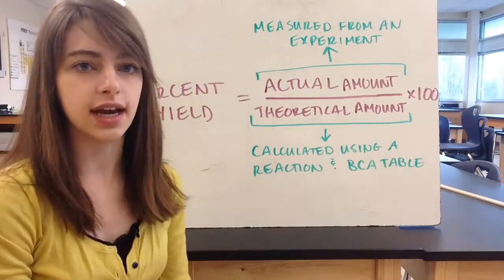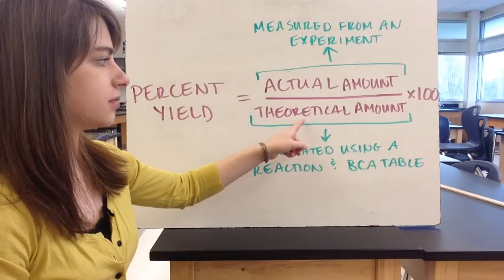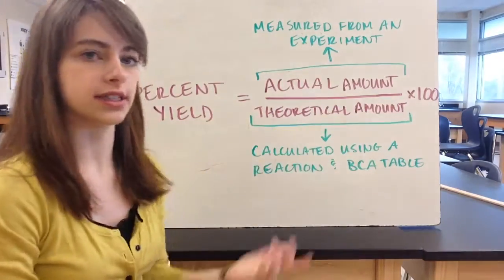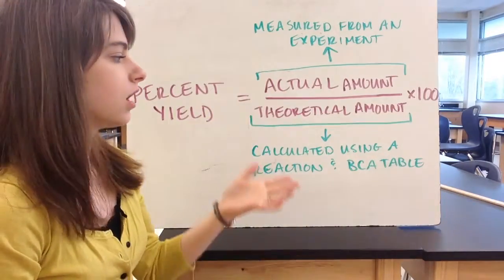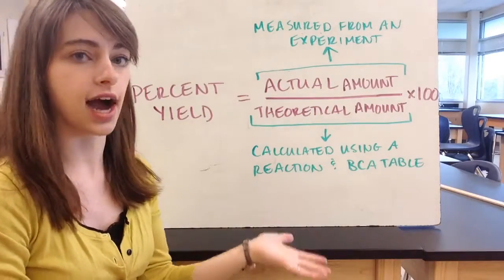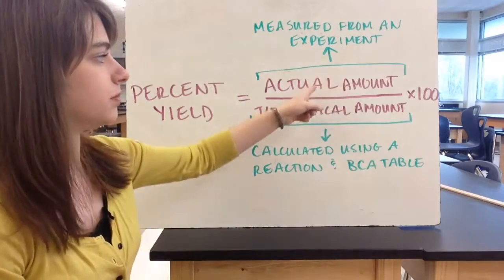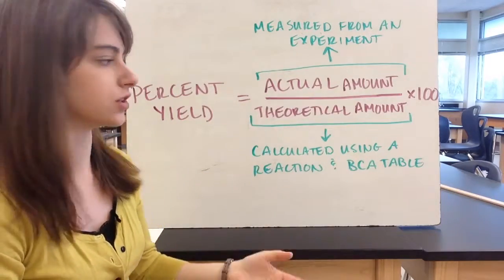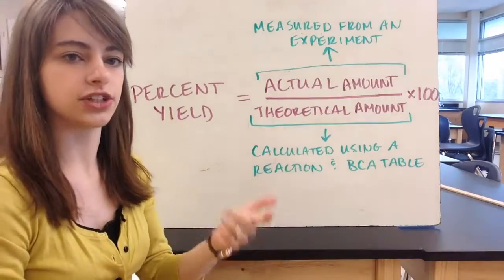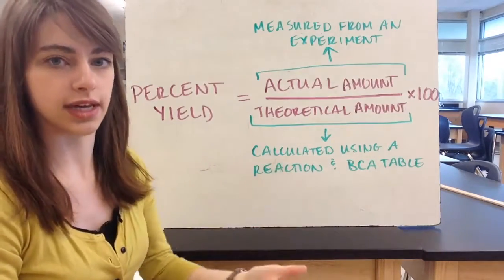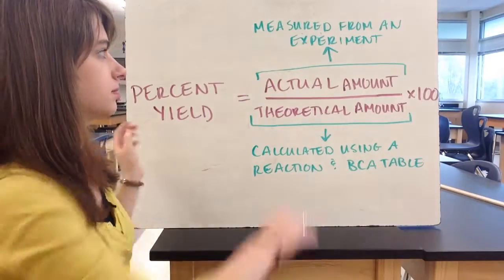So it's pretty simple to set up. Percent yield is simply your actual amount divided by your theoretical amount times 100, because it's a percent. So your actual amount is what you measure from an experiment. So our example is going to be reacting iron with copper sulfate. We got copper that we could mass at the end. That would be your actual amount, something that you physically measure. Your theoretical amount is what you calculate using the balanced reaction in the BCA table. So doing a stoichiometry type problem to calculate ideally how much copper you would get.